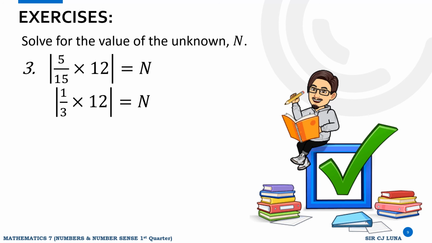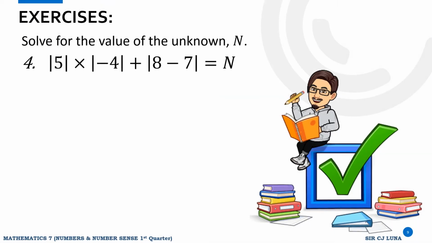Pero meron pa rin tayong times 12. Okay? So, ano yung 1/3 times 12? Very good. 1/3 times 12 is 4. So, now we have the absolute value of 4. At ano yung kanyang absolute value? Positive 4. So, our N is equal to positive 4. Understood?